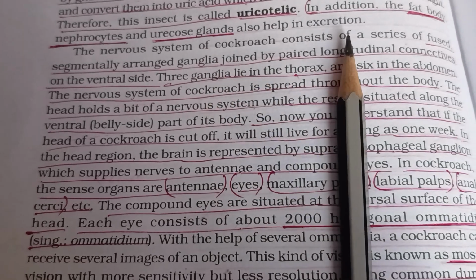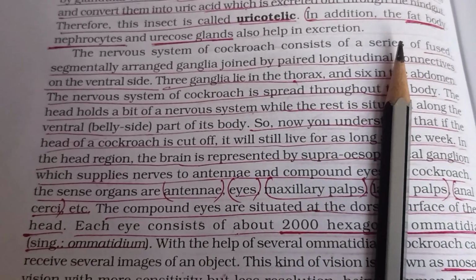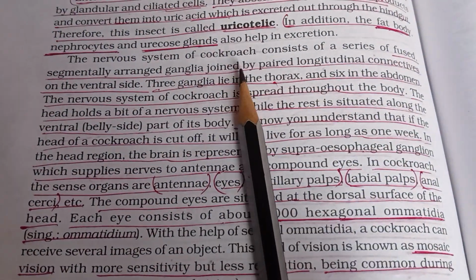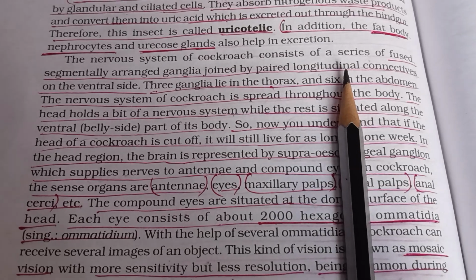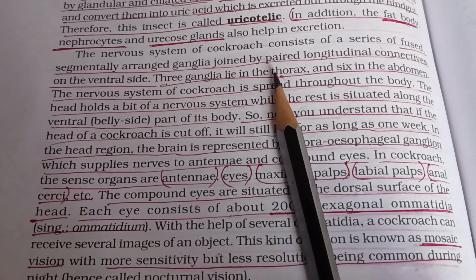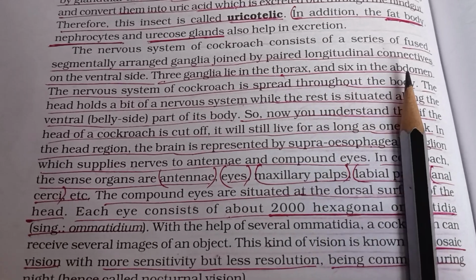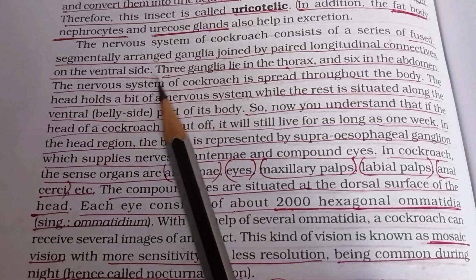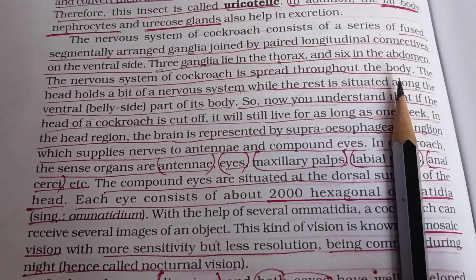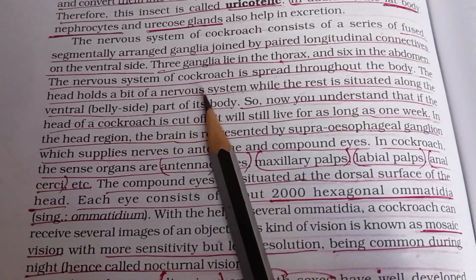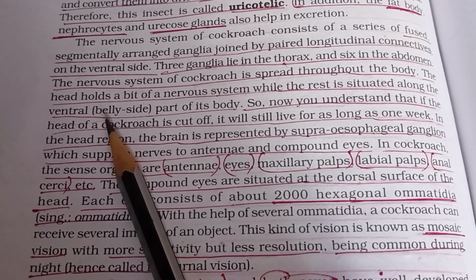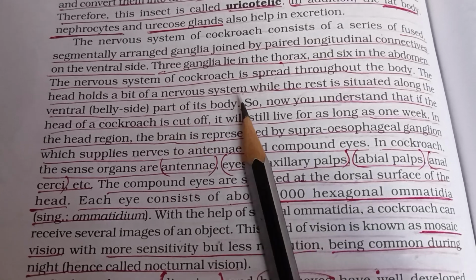The nervous system of the cockroach consists of a series of fused, segmentally arranged ganglia joined by paired longitudinal connectives on the ventral side. 3 ganglia lie in the thorax and 6 in the abdomen. The nervous system of cockroaches is spread throughout the body. The head holds a bit of the nervous system, while the rest is situated along the ventral, meaning the belly, side of the body.